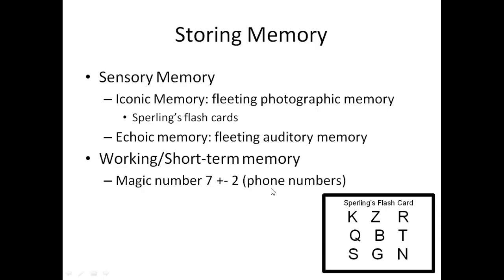There is a reason why phone numbers originally were 7 numbers. Now, granted, you have to sometimes add a 3-digit area code onto that, but there is a reason why that happens. There is a reason why your social security number is going to be 8 digits, right? It's this idea of this magic number 7.